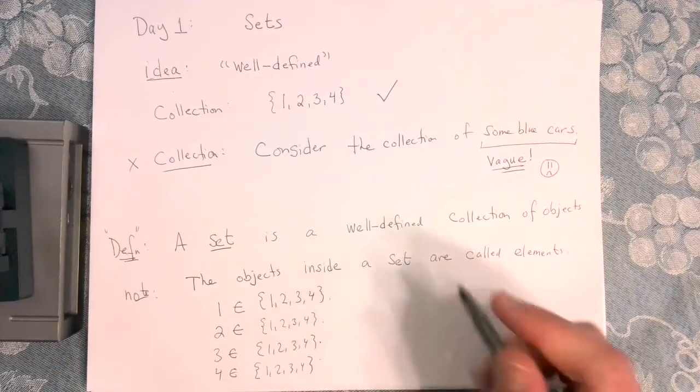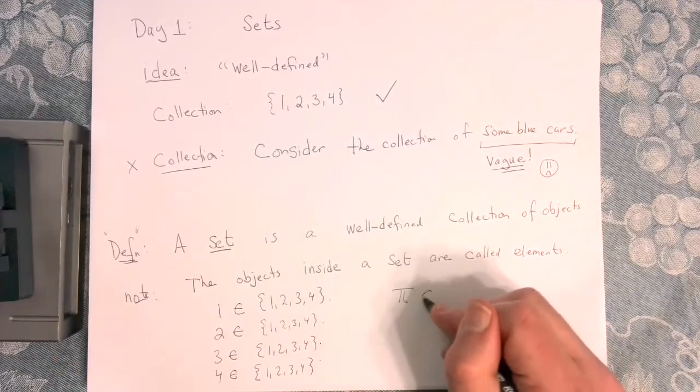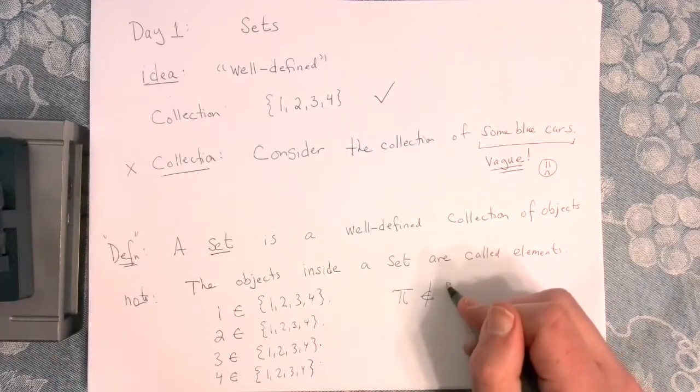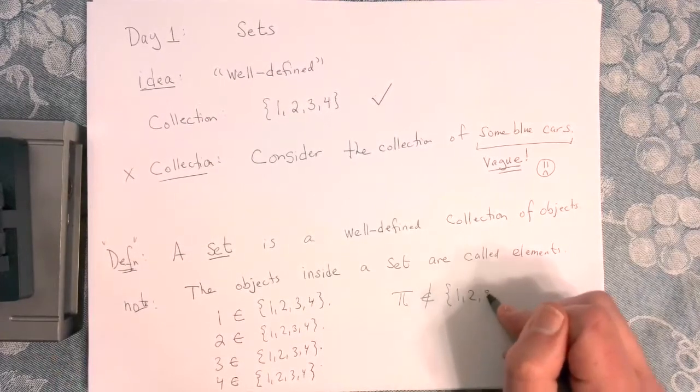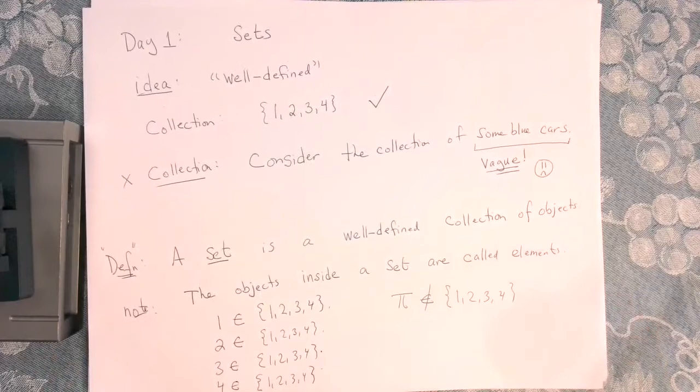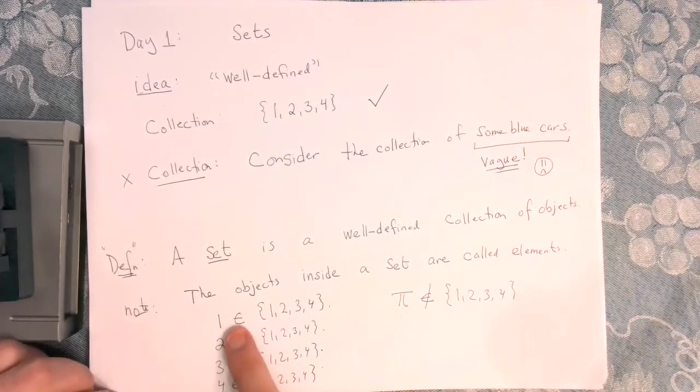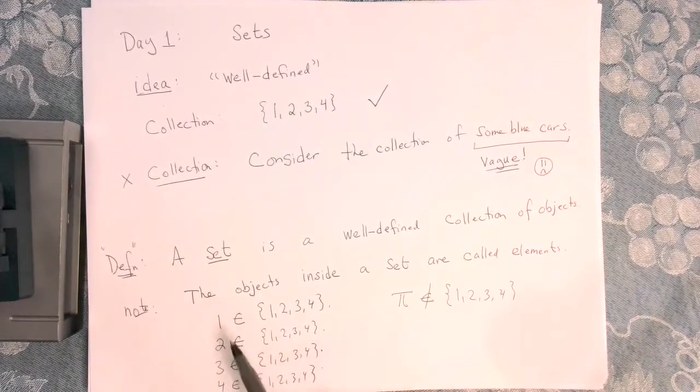But I could also say something like, I could say that pi does not belong to or is not an element of the set containing 1, 2, 3, 4. Okay, so notice how we use this sort of membership notation. So 1 is an element of the set, or 1 belongs to the set, or 1 is a member of the set. Pi does not belong to the set.